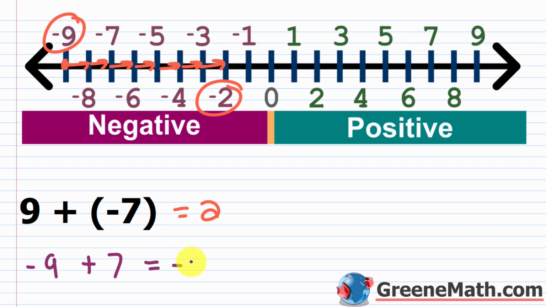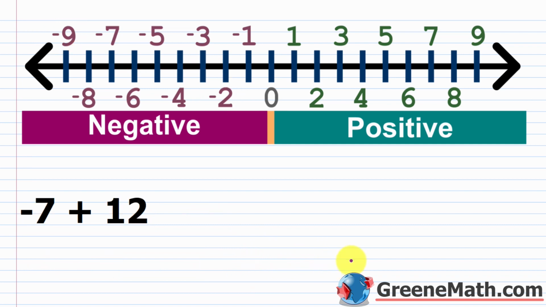So here you would say this is the negative of, and then you go 9 minus 7. So 9 minus 7. And let me make that 7 a little bit better. So this becomes -2. Okay, let's look at one more of these and then we'll just run through a bunch of examples. So we have -7 plus 12. So start out at -7 and I'm going to add 12. So I go 1, 2, 3, 4, 5, 6, 7, 8, 9, 10, 11, 12. So I end up at 5.